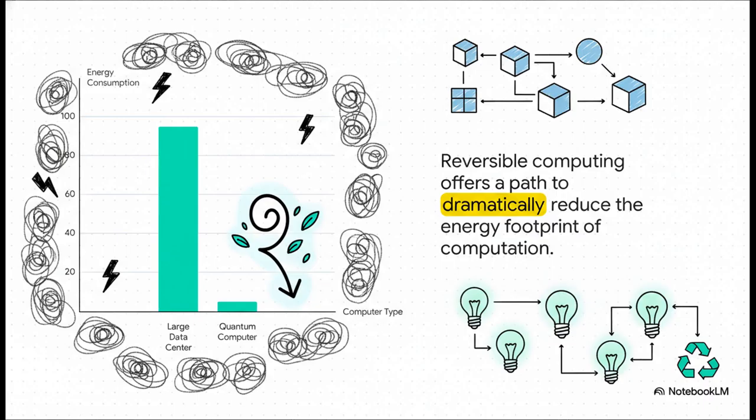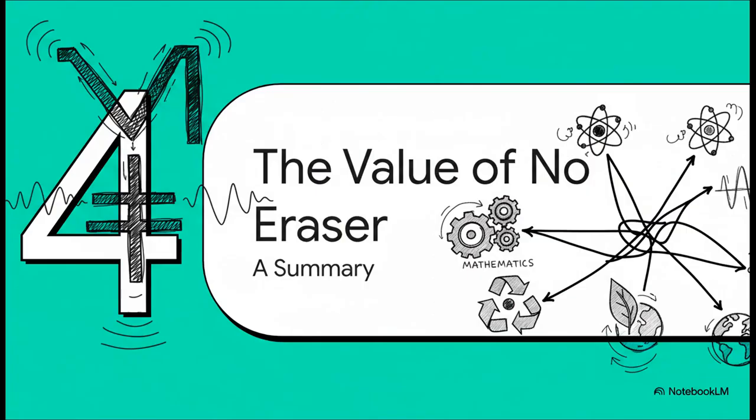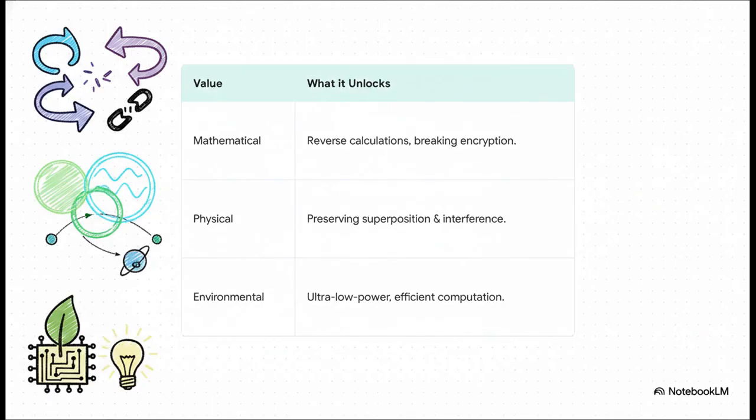Reversible computing shows us a path to a future of unbelievably efficient computation, one that could slash that energy footprint. So the main takeaway here is that this one simple-sounding rule, don't use an eraser, has these profound consequences that ripple out through mathematics, through physics, and even into environmental science. You can really see its value from all these different angles.